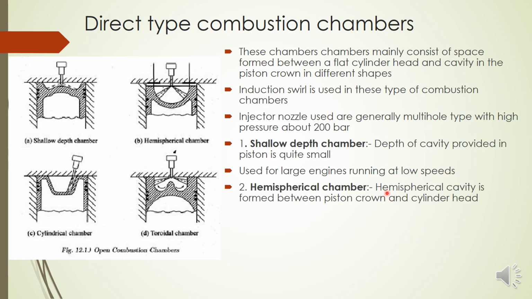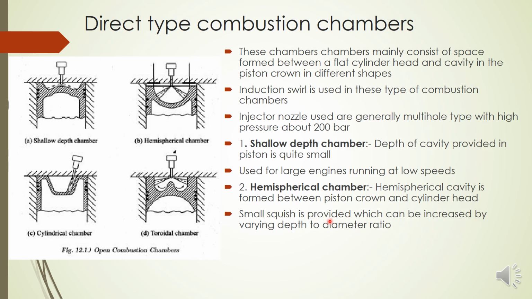And the second one is the hemispherical chamber, which has a hemispherical cavity formed between the piston crown and cylinder head. A small squish is provided, which can be increased by varying the depth to diameter ratio. The squish is the turbulence created during compression of air inside this chamber. It is known as squish because it is a localized turbulence created, which will help the swirl also. So that is increased. We can increase that by increasing the depth. So the depth of this hemisphere can be changed compared to its diameter.